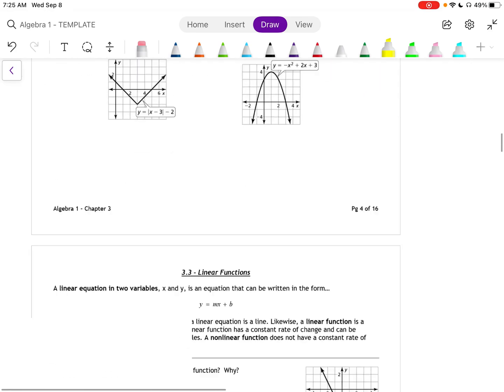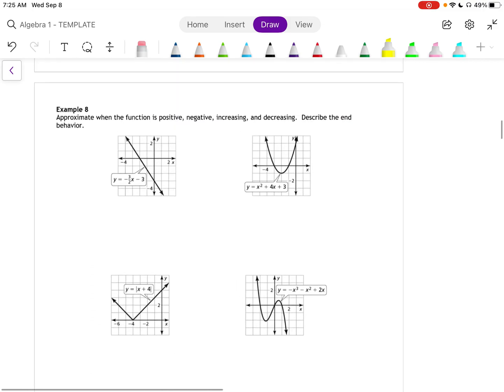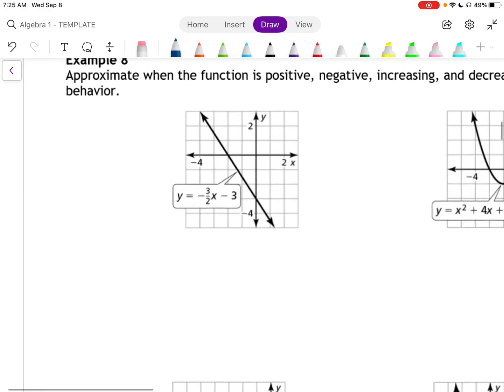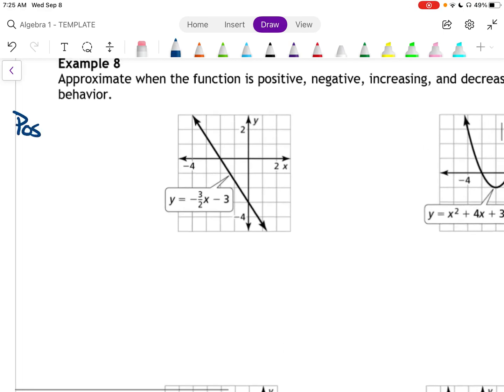All right, example 8. Is this the last of this? It is. All right, so we just have these 6 problems here. We're going to approximate when the function is positive, negative, increasing, and decreasing, and then we're going to describe the end behavior. So here, we'll talk about positive and negative. All right, we're going to describe this using the x values. We don't care about the y right here, we care about the x. Well, it's positive whenever it's above the x-axis, so it's going to be right here. And we're going to say that this is going to be negative, well, actually, yeah, we'll say negative infinity is less than x is less than 0.